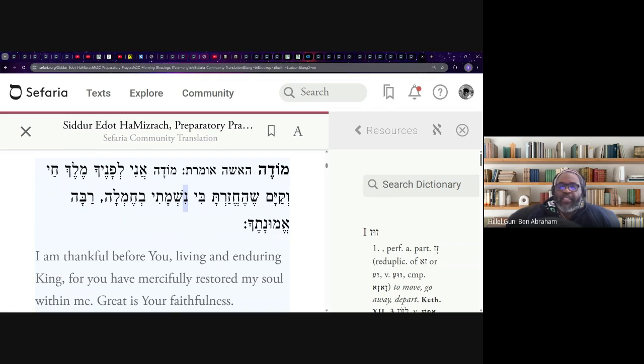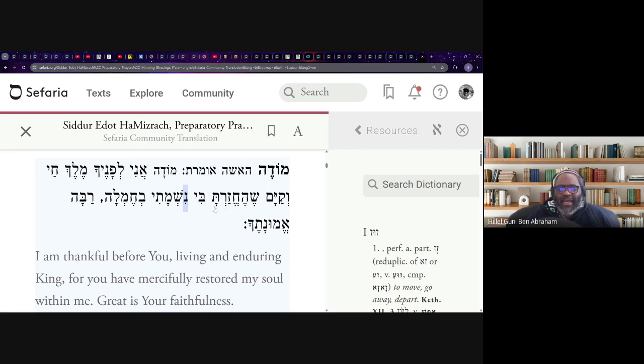With a little bit of a melody, a synagogue melody, it goes, Modeh ani lefanecha melech chai vekayam. And then it goes back to Modeh ani lefanecha melech chai vekayam. Shehechezarta binishmati bechemla rabba emunatecha.